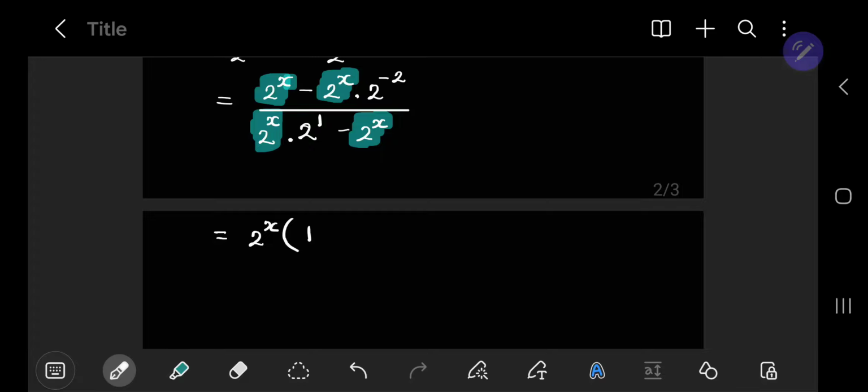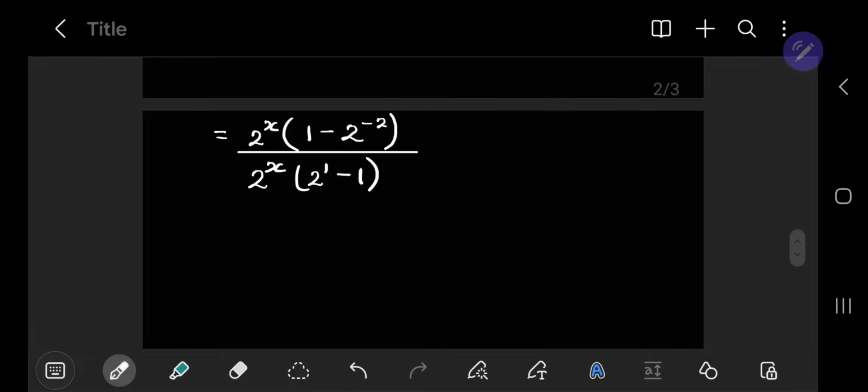In our first term, we're left with 1. In our second term, we're left with 2 to the power negative 2. In the denominator, 2 to the power x is common as well. In our first term, we're left with 2 to the power 1. In our second term, we're left with negative 1. Now, what happens to the 2 to the power x that we factorized at the top and the bottom? They can actually cancel out with each other.